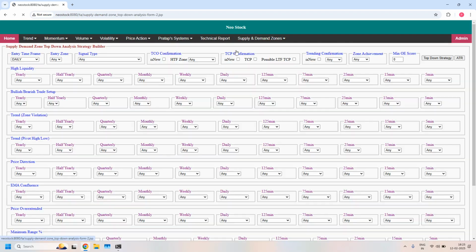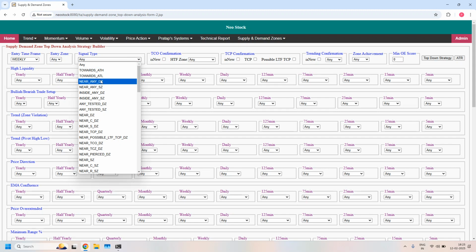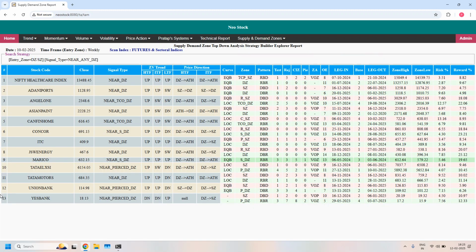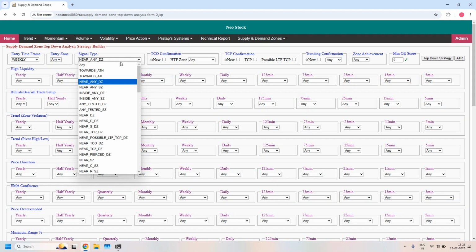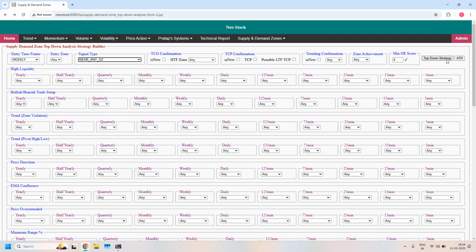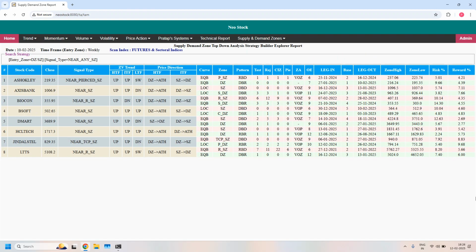Next time frame is weekly. Stocks near weekly demand zone. We got 13 stocks. Next, weekly time frame. Stocks near weekly supply zone. We got 8 stocks.